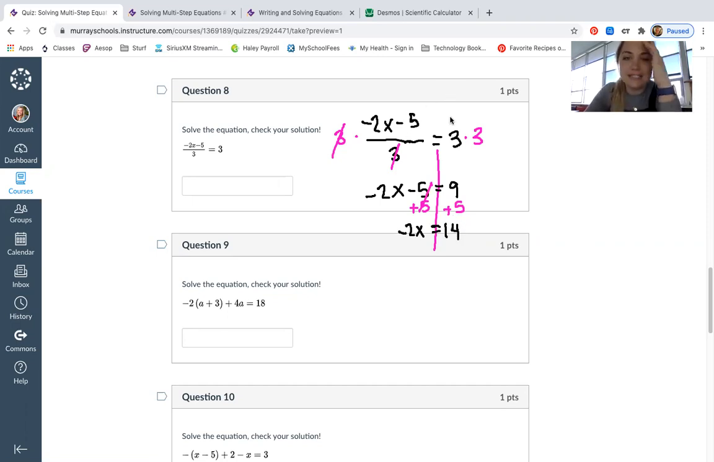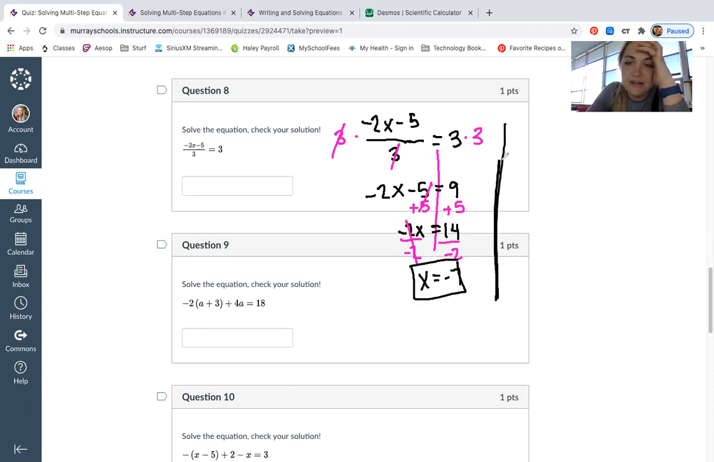All right, our very last step, how do we undo multiplying by negative 2? Well, the inverse operation of multiplying is dividing, so I'm going to divide by negative 2 on both sides. This gives me a 1, and I end up with x equals negative 7. If I check this answer, I have negative 2, but instead of x, I'm going to say negative 7 minus 5 over 3. That's a big over. And I want to see, does it equal 3?